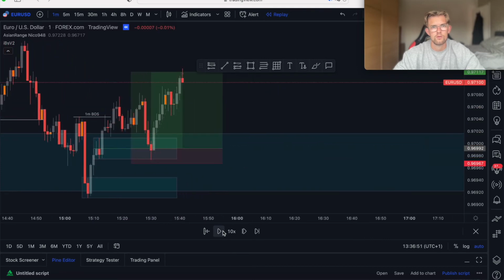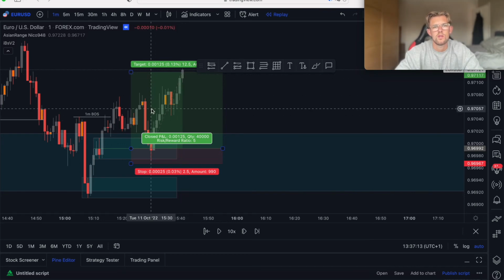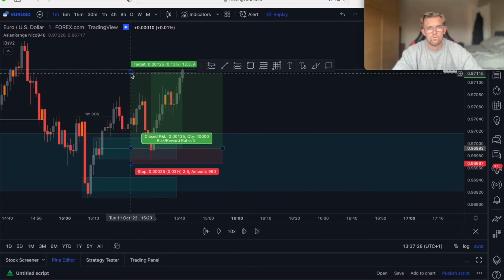So you can see we end up getting tagged in, and pretty quickly we hit the 5% target. So in the space of 11 minutes, we hit take profit. So this has been a quick breakdown of how this happened, why I entered where I did, and the entry model and entry criteria I was looking for.